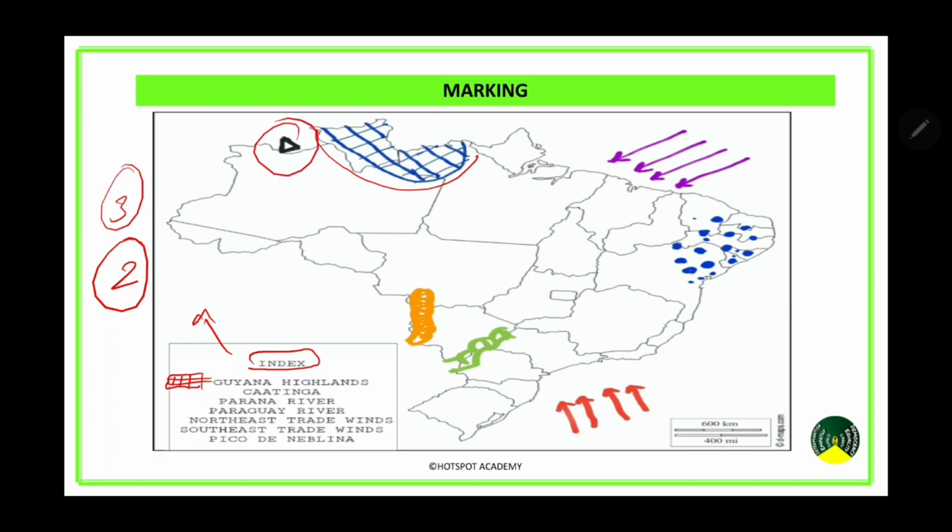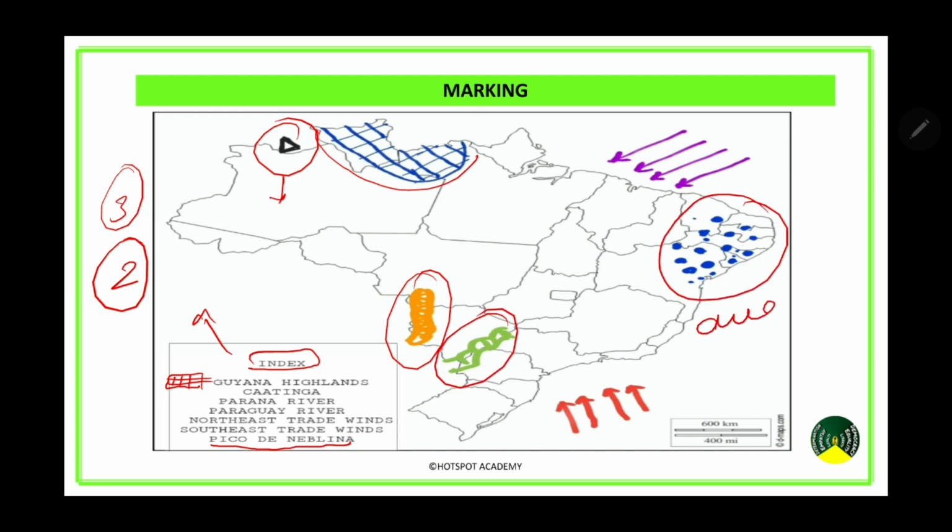Now here is your Pico da Neblina, right? There it is, if you can see, the highest peak. Now the important rivers, Paraguay and Parana river. Now the Caatinga, this is called the arid zone or the drought quadrilateral zone. Because of what? Here is the place called escarpment, orographic rainfall.